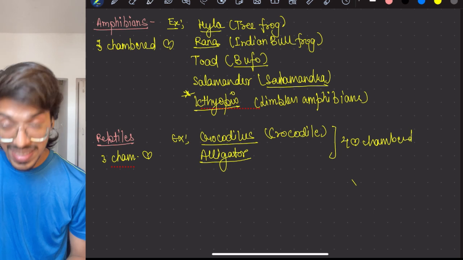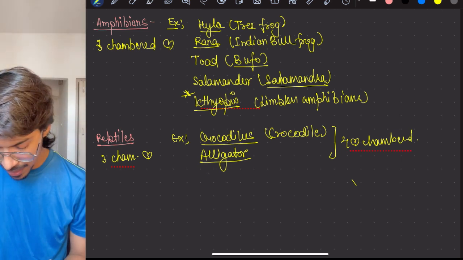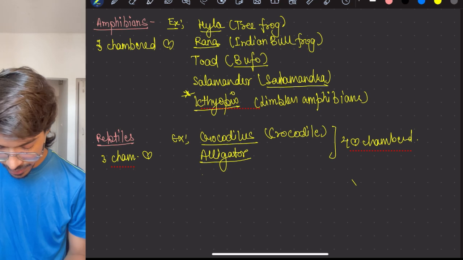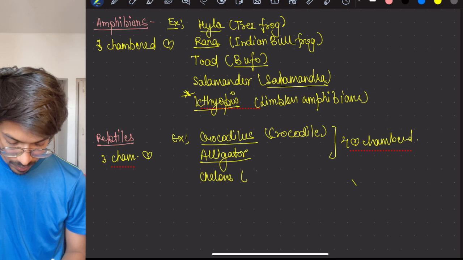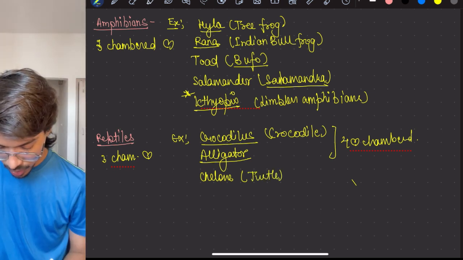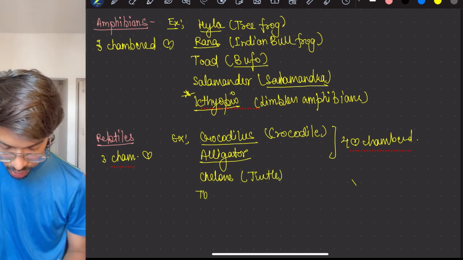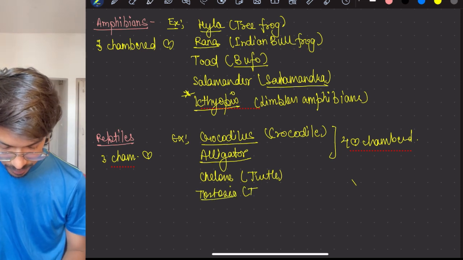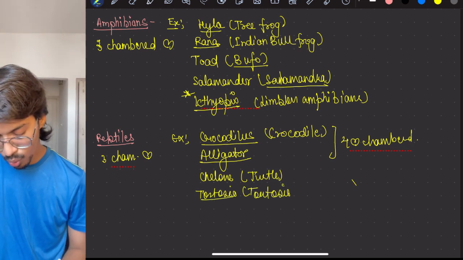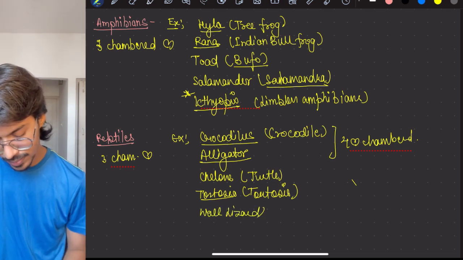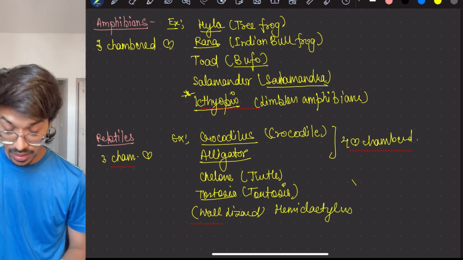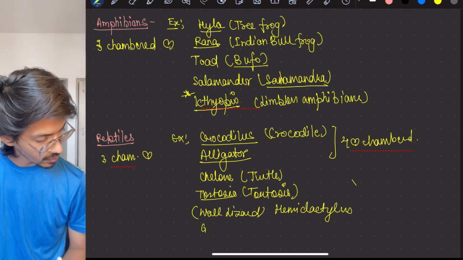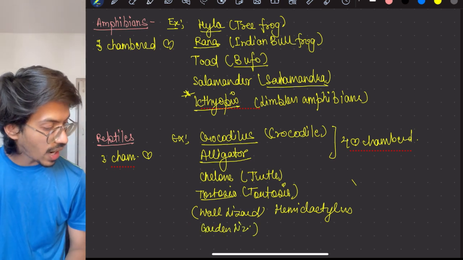Moving on, there are other examples like what? Other examples like you have Chelone, that is your turtle. A diagram is also given. Okay. Then you have Testudo. That is what? Your tortoise. Then there is the presence of what? Wall lizard. Wall lizard name is what? Hemidactylus. Then we have what? Garden lizard. Garden lizard is called as what?